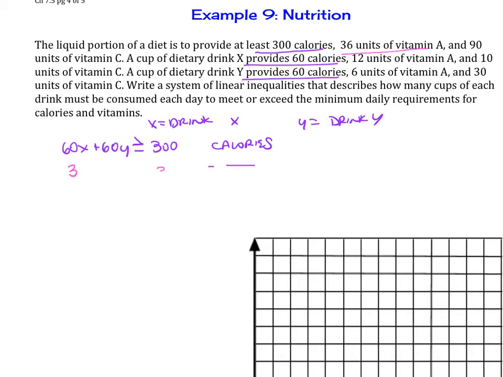Our next equation, we're going to look at vitamin A. So we need 36 of vitamin A, and dietary drink X provides 12 units of it. So 12x, and then 6y has to be greater than or equal to 36. Then the last one, we need 90 of vitamin C. This is vitamin A. And then we're looking at vitamin C. And so we need at least 90. So therefore, we're going to have 10x plus 30y is greater than or equal to 90.